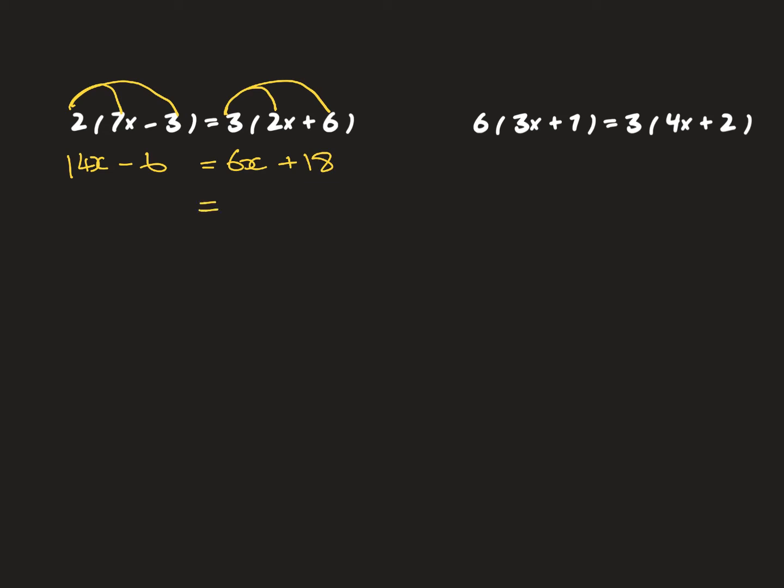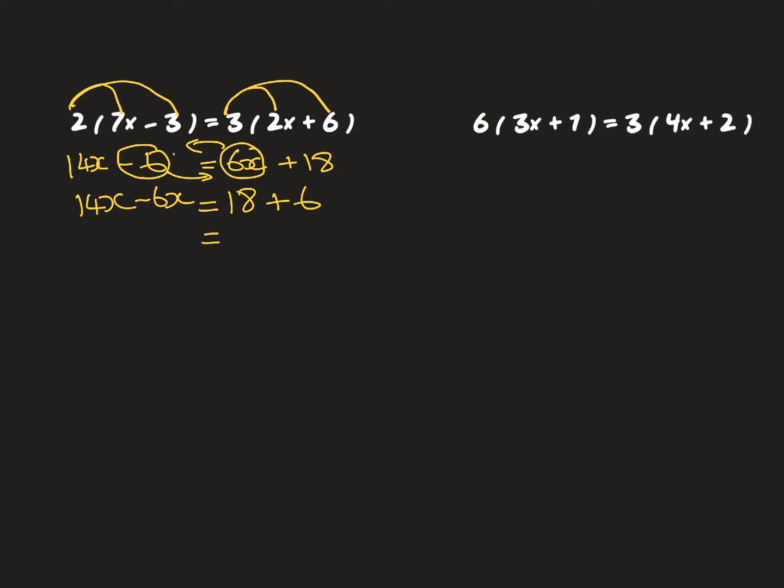Now when we go to solve this, again it's about getting x's on the left and getting the numbers on the right and making sure that we change the sign. So I'm going to leave my 14x where it is. I'm going to bring 6x over to the other side, and at the moment it's positive, so when I bring it over it's going to be minus 6x. And on the right I have 18, and I'm going to bring this minus 6 over to the other side, and it's going to change from a minus 6 to a plus 6.